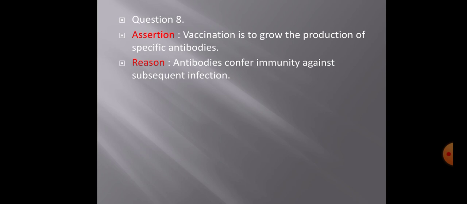The reason says antibodies confer immunity against subsequent infection. The statement is absolutely correct. Now, when specific antibodies grow in our body, what do they confer? What are they providing? They are providing immunity against the particular infectious organism. So these antibodies are helpful for protecting us, or providing immunity to our body against certain infections.